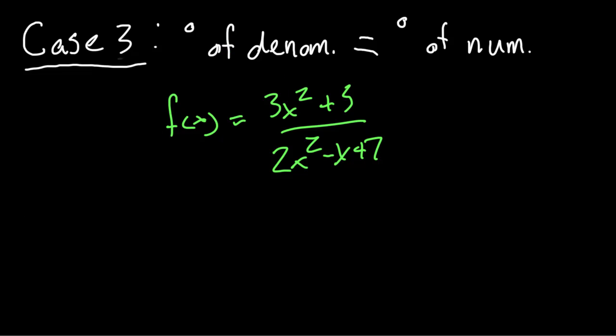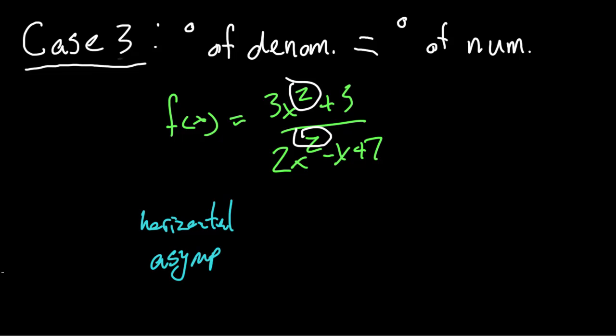But as you can see, the degree of our numerator is 2, and the degree of our denominator is 2. And last I checked, 2 is equal to 2. So we have reached case 3. And what do we do in this case? It is super duper simple. We are going to have a horizontal asymptote. Now you're going to have to bear with me as I write this again. I'll try to write it fast.